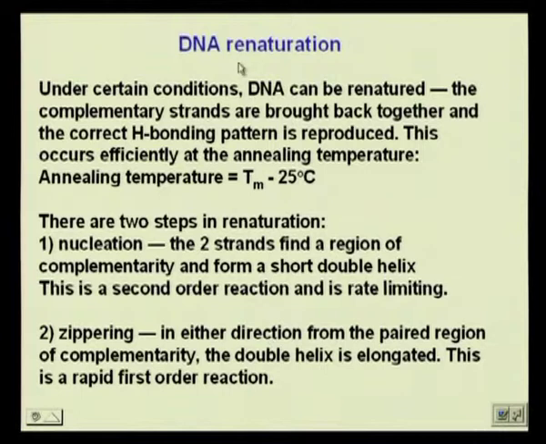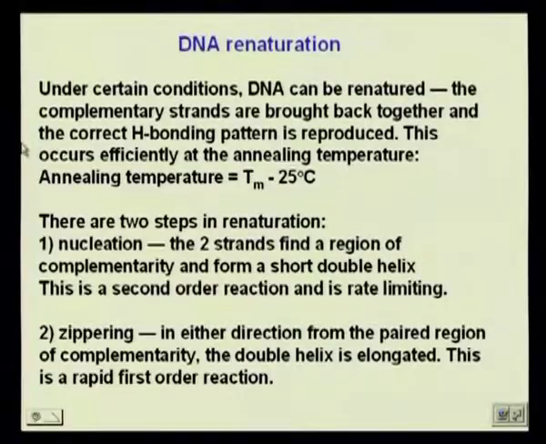we have the renaturation that we were talking about. So, we have a Tm minus 25 degrees centigrade, that is going to be an efficient annealing temperature, where the strands are brought back together. Okay? So, whatever the Tm is, minus 25 degrees centigrade, it is kind of a rule of thumb, that is the annealing temperature. Now, there are two steps in the renaturation.